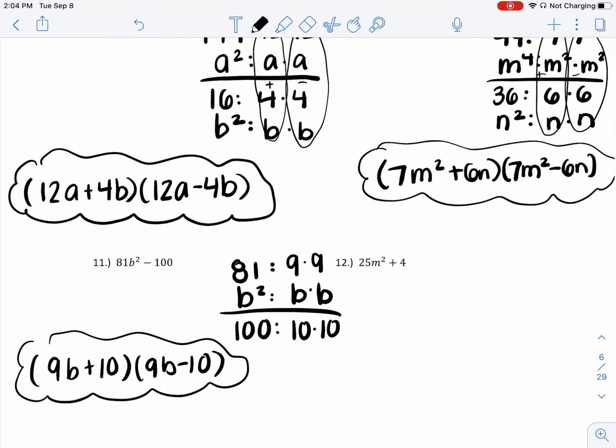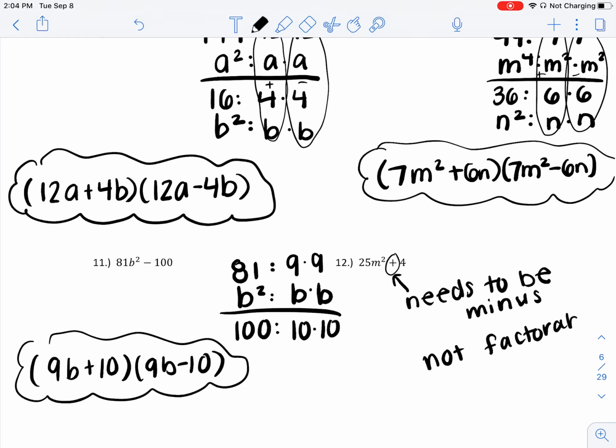And finally, number 12, we actually have a plus sign in the middle. It needs to be minus. So this is not factorable. So we can't actually do that question.